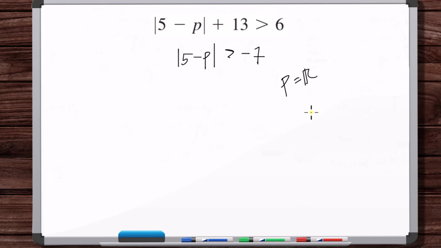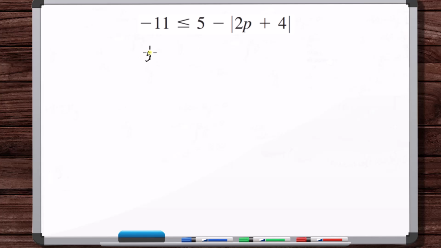Now, again, same idea. If you had some complicated absolute value inequality and you couldn't see that the solution was still all real numbers, just solve it like normal. If we solve this like normal, we'd solve two separate inequalities and realize, okay, the solution is any number on the entire number line.